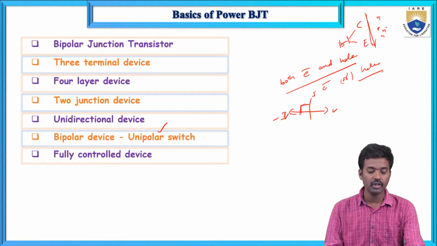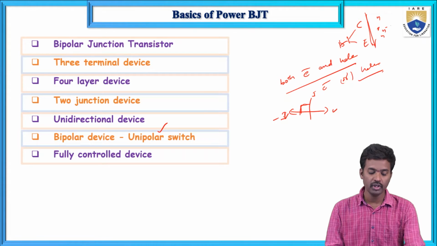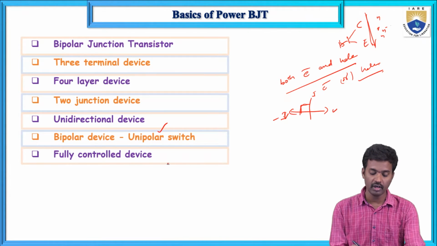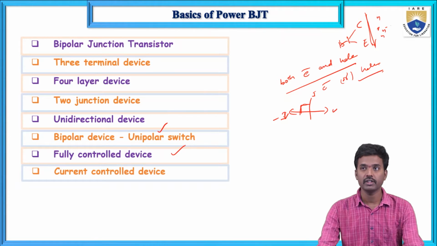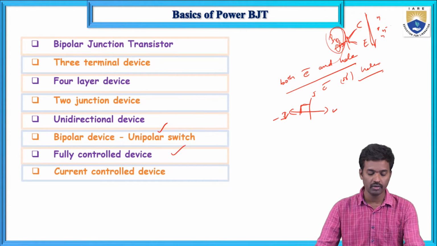And next, it is a fully controlled device. It does not require any external device to turn off the power BJT. Turning on and turning off is in our control. Because of that reason, we can call power BJT a fully controlled device. And next, it is a current control device. The entire output current and output voltage depend on the base current only. So it is a current control device, whereas power MOSFET is a voltage control device.